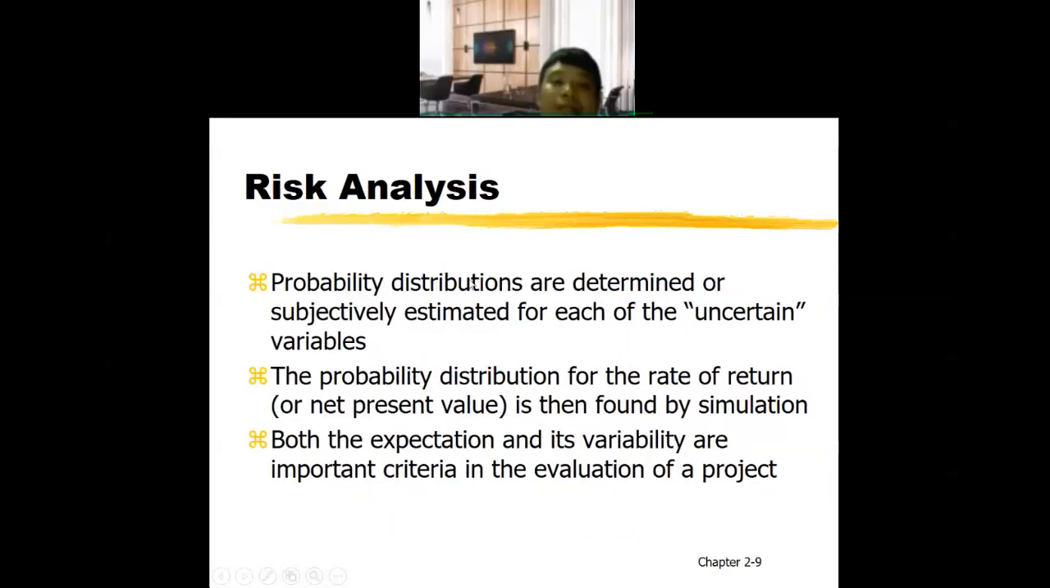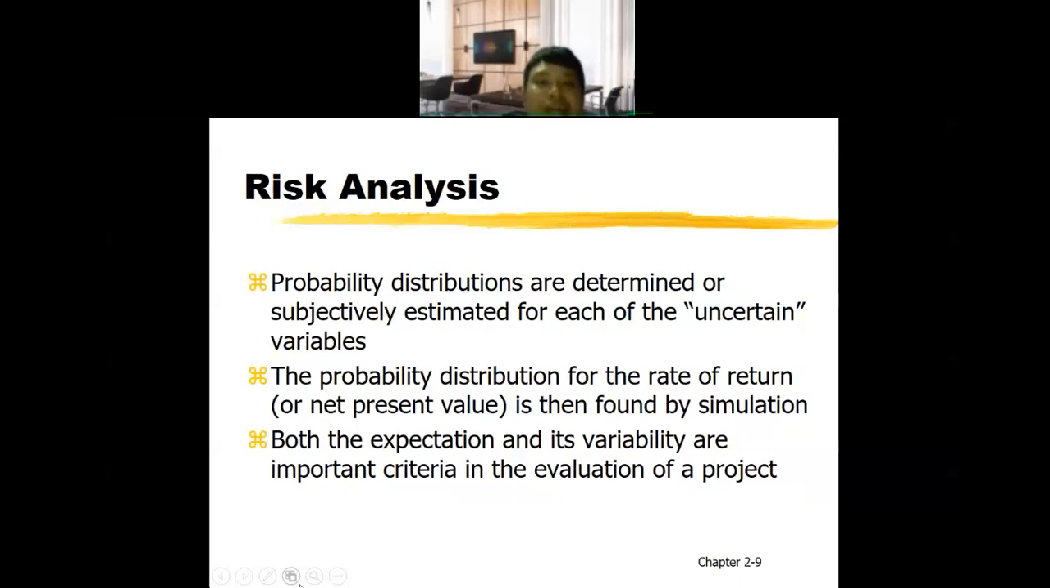So the probability distribution is determined or subjectively estimated for each of the uncertain variables. The probability distribution for the rate of return or net present value is then found by simulation. Both the expectation and its variability are important criteria in the evaluation of a project. So for risk analysis, you need to identify the expectation and variability to evaluate the project.